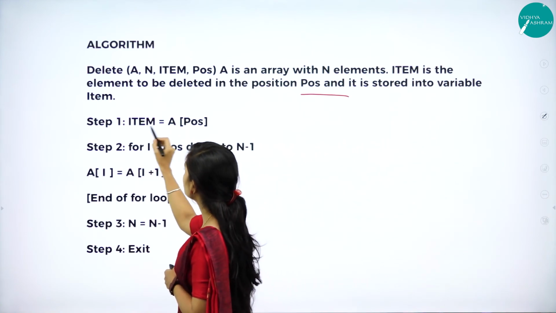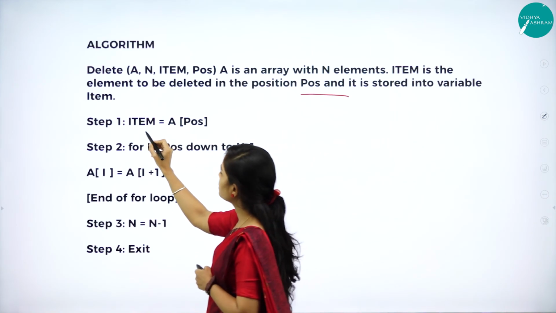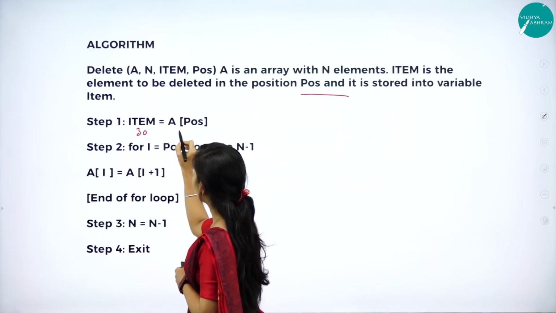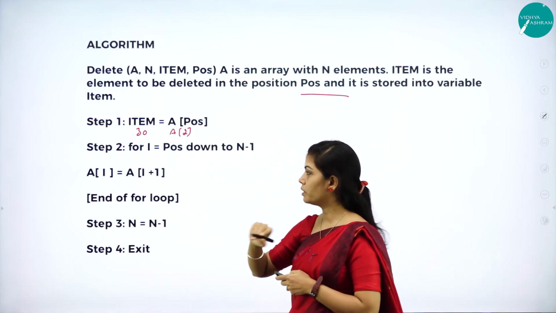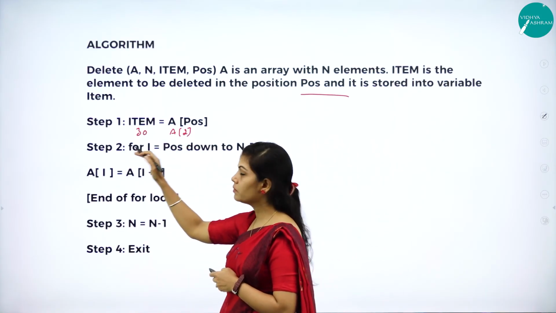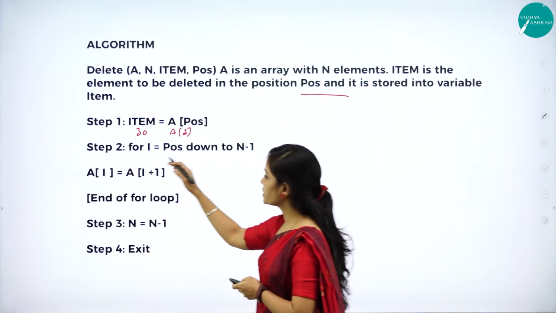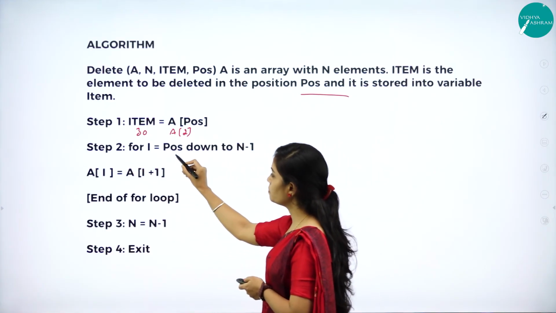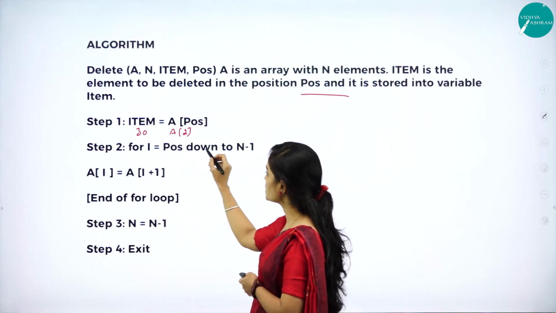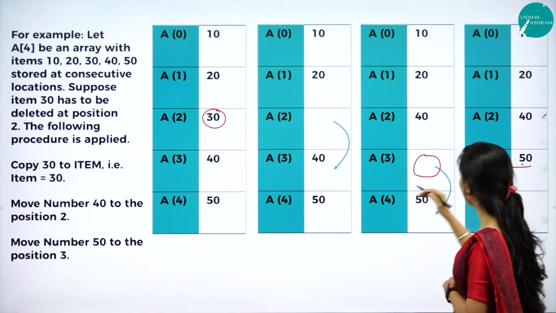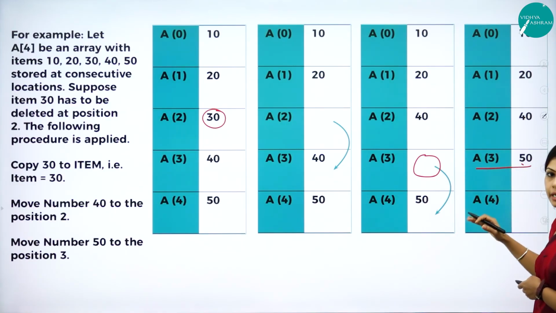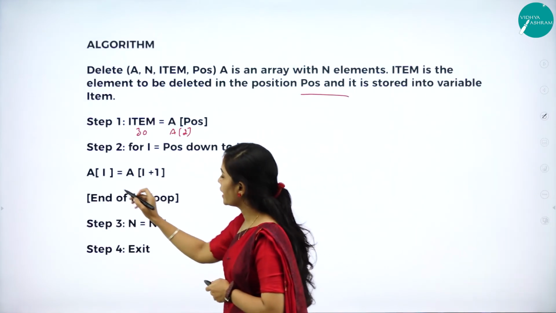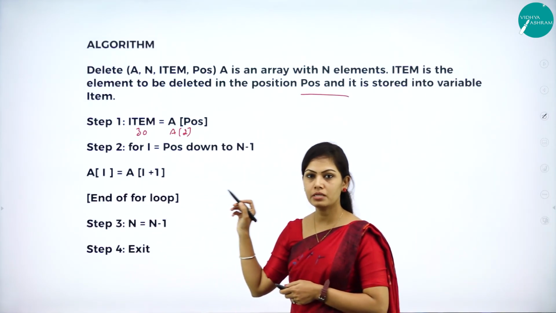First step, item is equal to A of POS. So item is, here I have deleted 30, and in which position? In the A of 2 position, right? In the example problem, I have deleted the 30 item in position A of 2. So second step is, for I is equal to POS down to n minus 1. So here one value has to be reduced, that is n minus 1, from I to n minus 1. And A of I is equal to A of I plus 1.